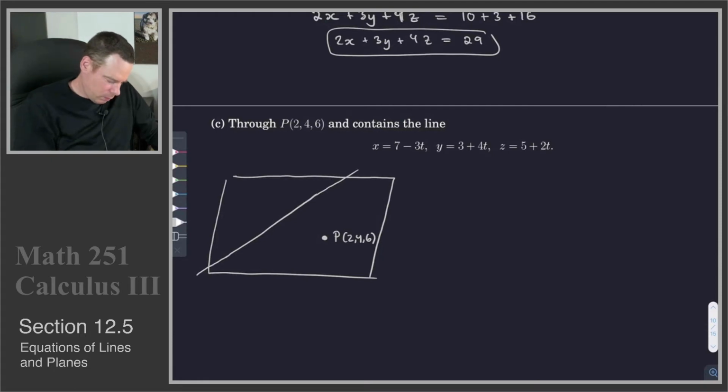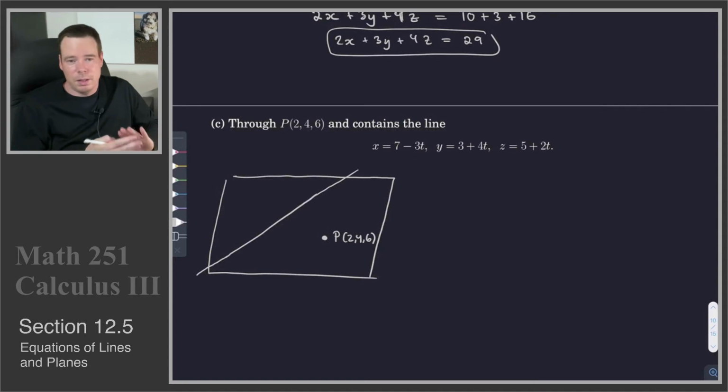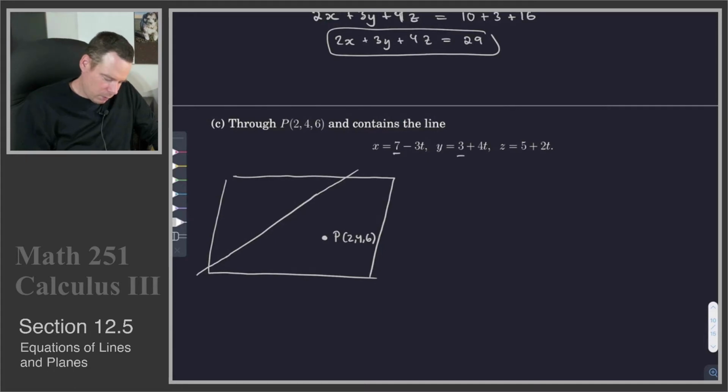Well, thinking about the information I need, I need 3 points to determine a plane, a point and 2 vectors, or a point and a normal vector. Right now I have a point and a line, but from the line I can read off a point on that line, 7, 3, 5. So I know there's a point 7, 3, 5 that's on the line and therefore in the plane. I also have a vector in the direction of the line, and that vector is negative 3, 4, 2. We'll call that vector v1, let's say.